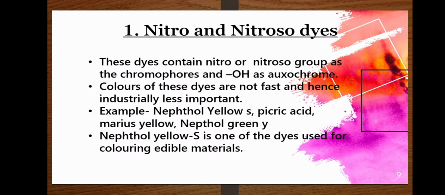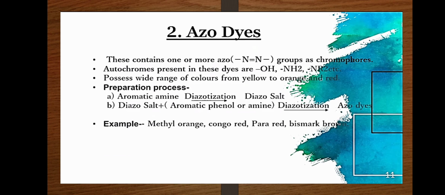First, nitro and nitroso dyes. These dyes contain nitro or nitroso group as the chromophore and -OH as oxochrome. Colors of these dyes are not fast and hence industrially less important. Examples: naphthol yellow, picric acid and naphthol green. Naphthol yellow is one of the dyes used for coloring edible materials.